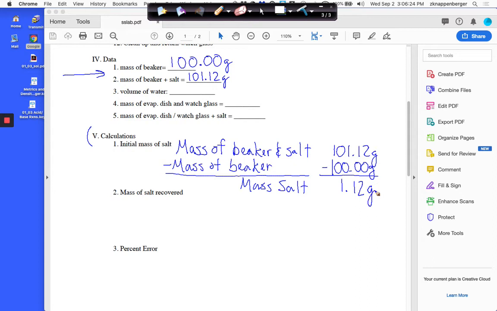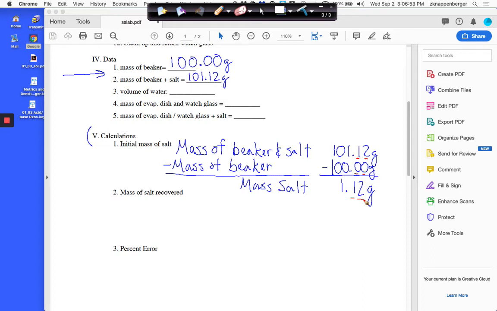1.12 grams. So now we need to talk about how to round this number. Remember, when we deal with subtraction, we are concerned about decimal places. So there are 2 decimal places in our first measurement, there are 2 decimal places in our second measurement, and consequently we get 2 decimal places in our calculated mass, so we don't need to round. That's exactly where it needs to be.